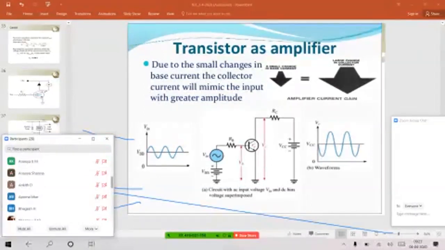Please go through and be pakka with this. These are small concepts. Transistor as a switch and as an amplifier, only two parts on the transistor. Be pakka with that.